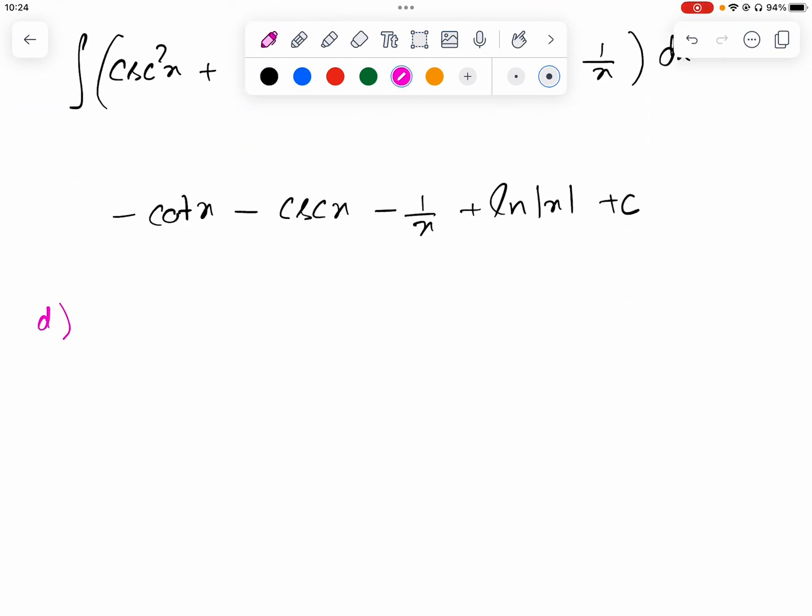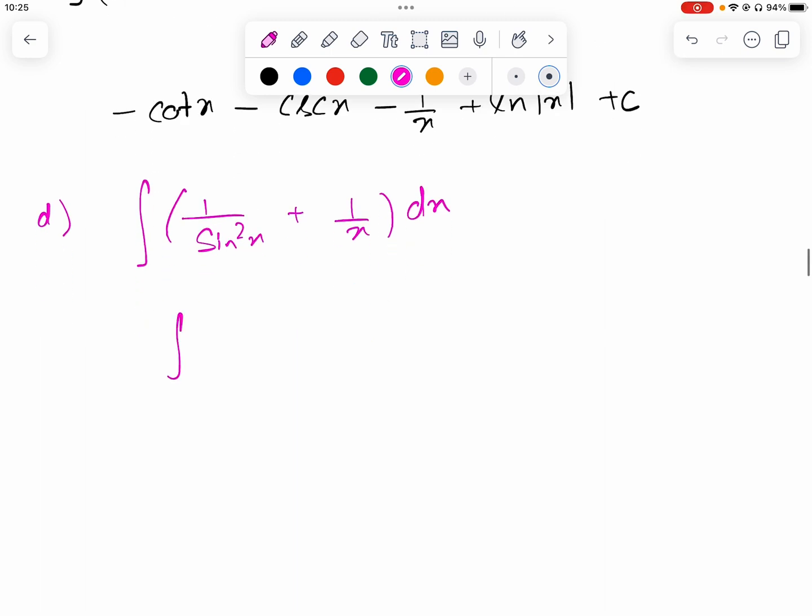Coming to part d, 1 upon sin square x plus 1 upon x dx. 1 upon sin square x is nothing but cosecant square x plus 1 upon x dx. Cosecant square x integral is minus cotangent x plus ln absolute value of x plus c. This is going to be the answer for part D.